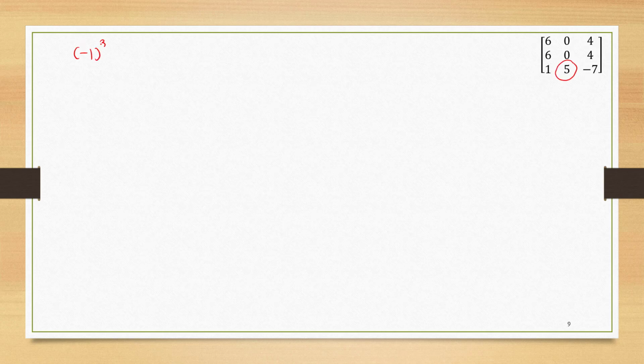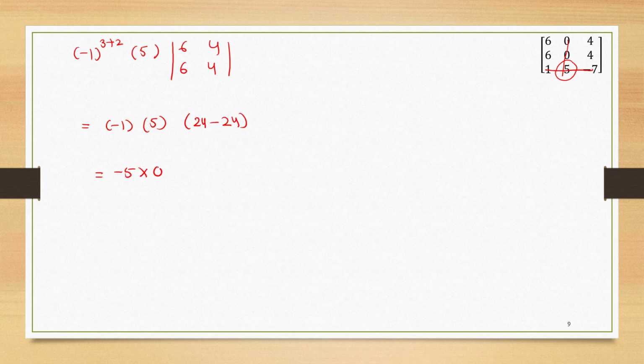So minus 1 raised to power 3 plus 2 into this entry, into its minor, leaving this row and this column. We get 6, 4, 6, 4. So that is equal to minus 1 raised to power 5, so minus 1 into 5, 24 minus 24. So we get minus 5 into 0, that is 0. So if two rows are same, then determinant is going to be always 0.